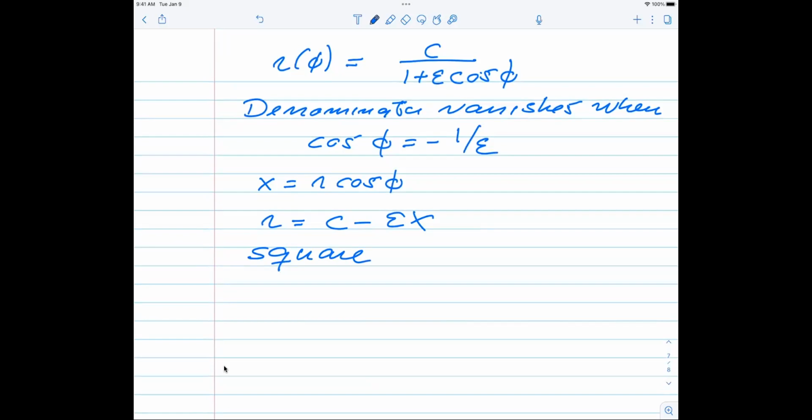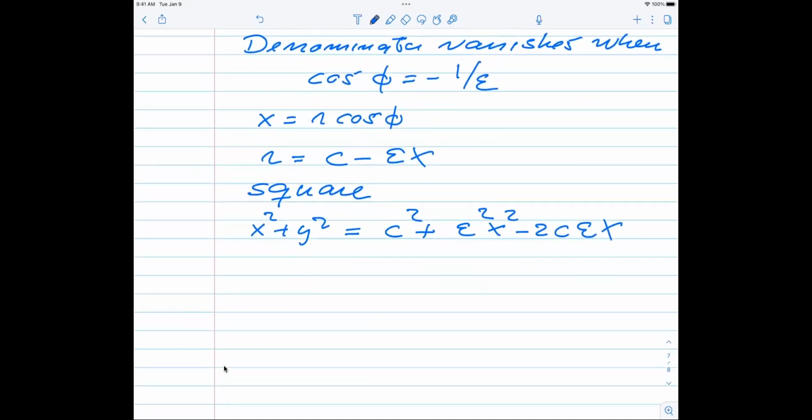So we get then r squared, which is x squared plus y squared. And that's equal to c squared plus epsilon squared times x squared minus 2 times c times epsilon times x. And then I take x over to the other side. So I get an x squared of 1 minus epsilon squared plus y squared minus 2 times c times epsilon x is equal to c squared.